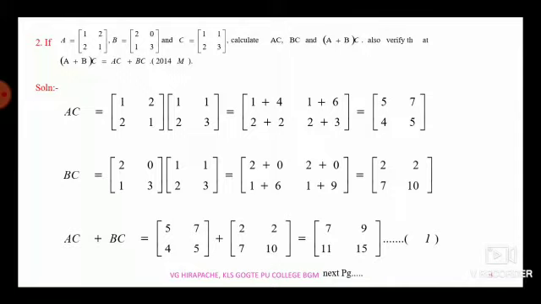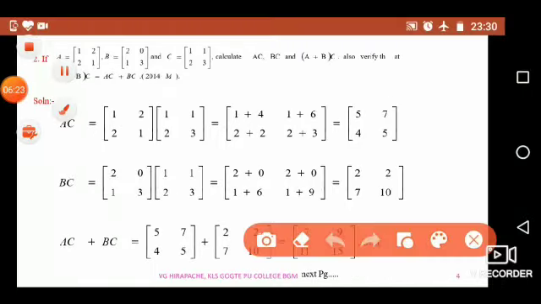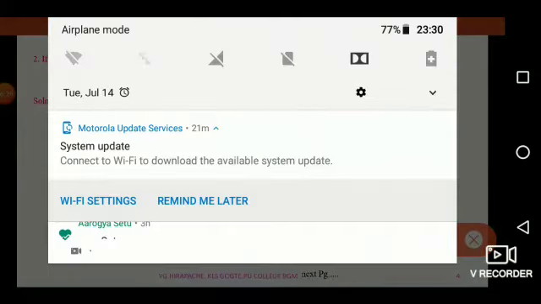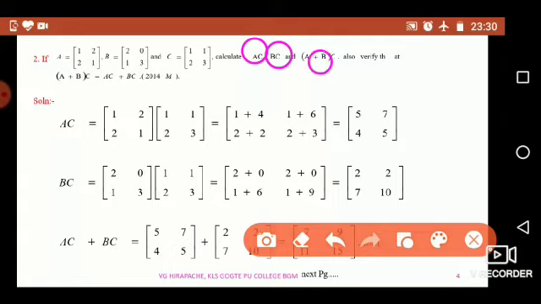If matrix A is a matrix of order 2 cross 2. Therefore, here we have the three matrices A, B, C. All these three matrices are of the same order. Then we calculate first AC, BC. Then we'll prove that A plus B minus C. Also verify that A plus B into C is equal to AC plus BC.